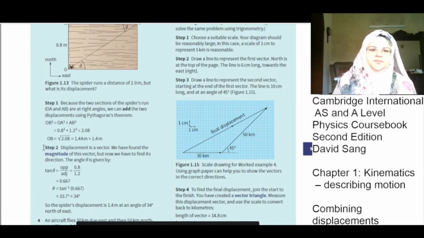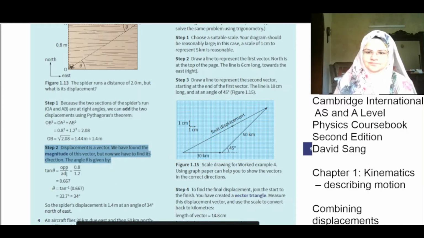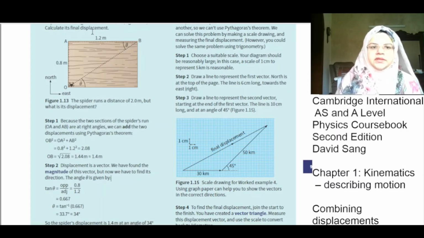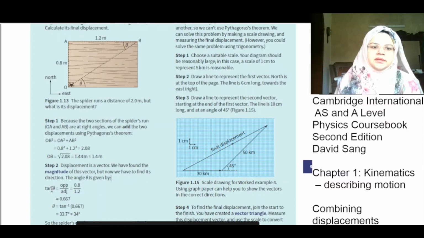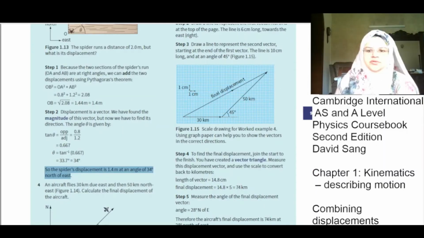Step 2. Displacement is a vector. We have found the magnitude of this vector, but now we need to find its direction. The angle theta is given by tan theta is equal to opposite over adjacent. We can see from the figure that the opposite side is equal to 0.8 meter and the adjacent side is equal to 1.2 meter. Therefore, tan theta is equal to 0.8 over 1.2, which is equal to 0.667. Theta is equal to tan inverse of 0.667, which is equal to 33.7 degrees or 34 degrees. So the spider's displacement is 1.4 meter at an angle of 34 degrees north of east.